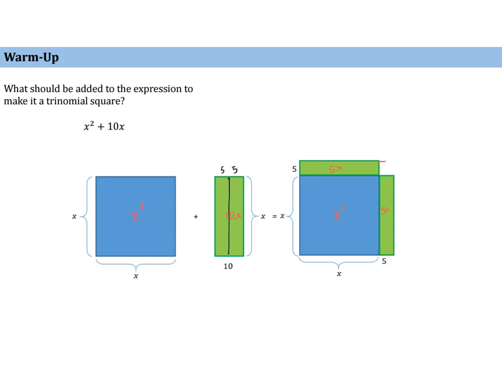So what would it take to make this a square? The whole thing would need to be a square. So what square can we add right here? Well, the dimensions are 5 by 5, so we need 25 to be added to it. So where did this 25 come from? It came from the 10 divided by 2 and then squared.